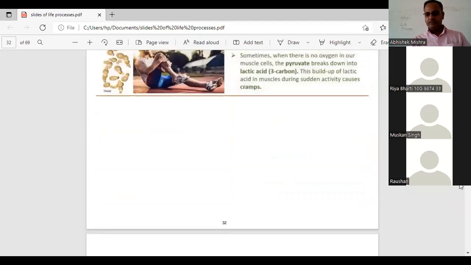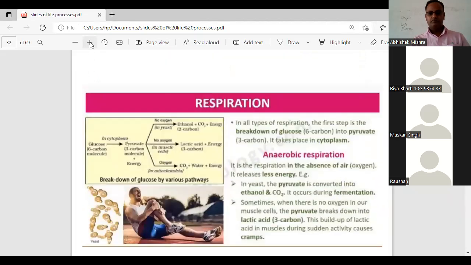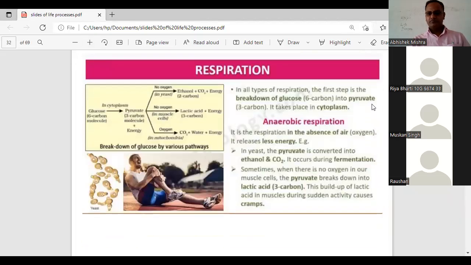Okay, Muskan. Now, Muskan, unmute yourself. Just a moment. Muskan, you can unmute yourself. Yes, sir. Muskan, apart from the point which Ria shared regarding the difference between aerobic and anaerobic respiration, can you share any other point? Can you share any other point?